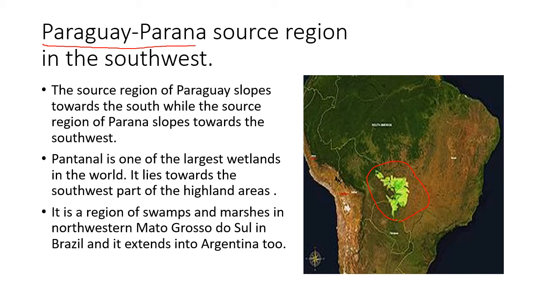Children, there's a very important wetland located in this area, which is also the World Heritage. Pantanal is the wetland that lies towards the southwest part of highlands. Dear children, it is a region of swamps and marshes in the northwestern Mato Grosso do Sul in Brazil. It is a name of a state. It also extends in Argentina.